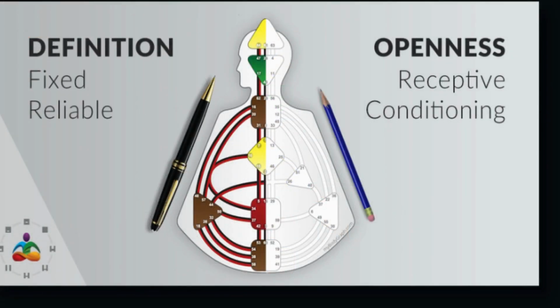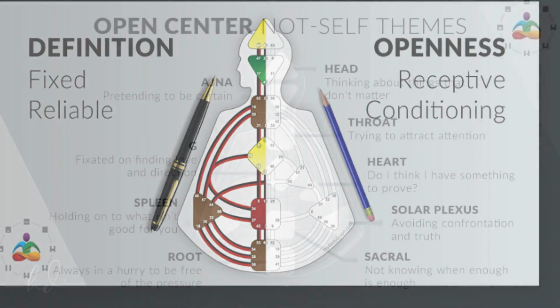The white open areas show where you are susceptible to conditioning and can result in what human design calls the not self. This refers to a collection of maladaptive strategies that have us act in ways that are not in alignment with our true nature. Our not self decisions are the result of conditioning from the openness in our chart.